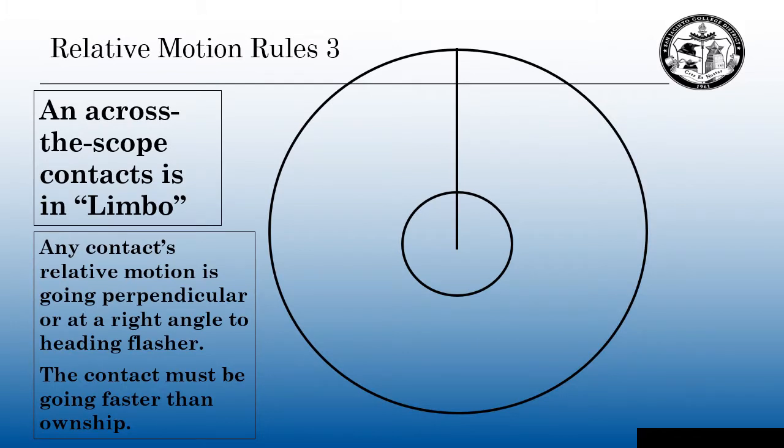If you look in the glossary of terms in Pub 1310 and look up the word limbo, it says see across the scope target. An across the scope target, or a limbo target, is any contact whose relative motion is going perpendicular, or at a right angle, to our heading flasher, and they must be going faster than we are. Before I explain why, on the limbo target, if we alter course to starboard or port, it's not going to affect them very much. It's not going to affect them until they become an upscope or downscope target, then rules one and two will apply to them.